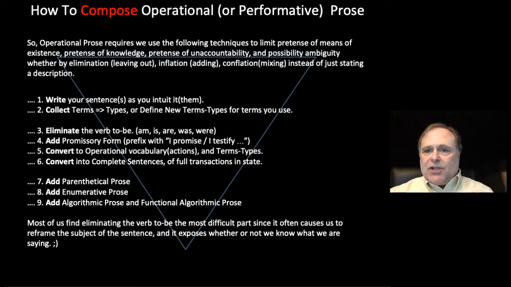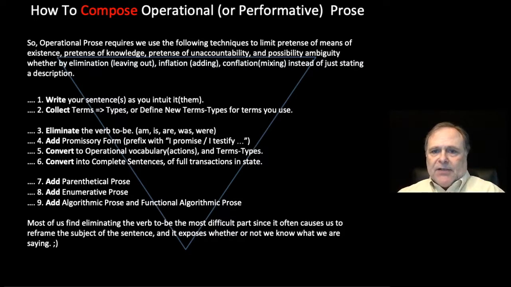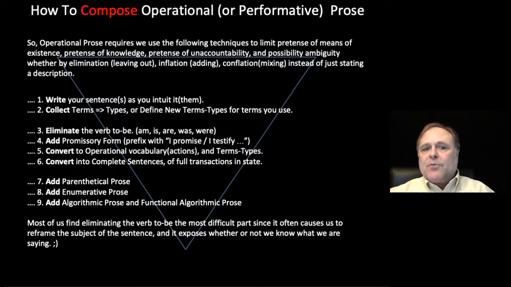First, write your sentences just like you intuit them. So if you hear something or you want to say something, write it down. Collect all the terms. Go find your terms or define terms as necessary to make sure you're using unambiguous terms that have operational definitions. Eliminate the verb to be, the copula. Start with I promise, and then convert to operational vocabulary using the terms you just researched, and then convert to complete and full sentences, and then add parenthetic and enumerative and algorithmic prose if you need to clarify.